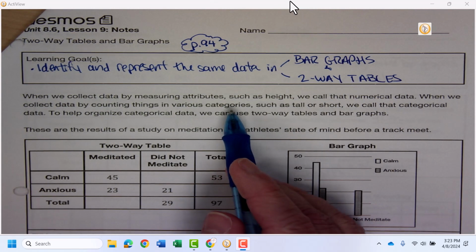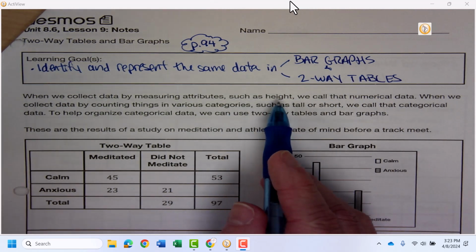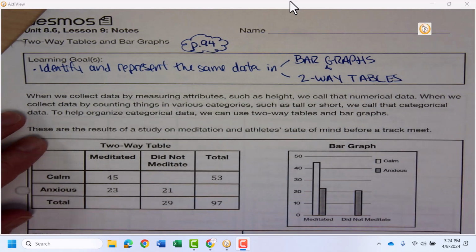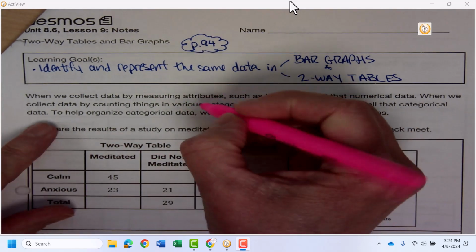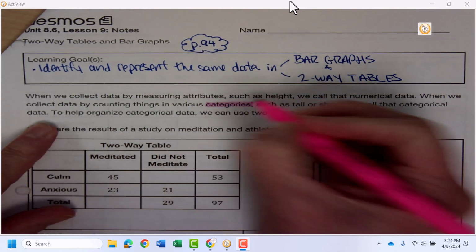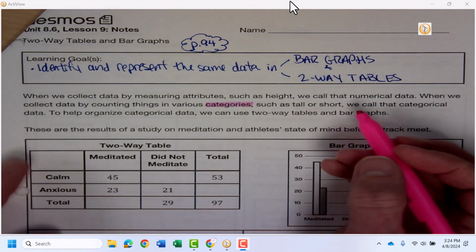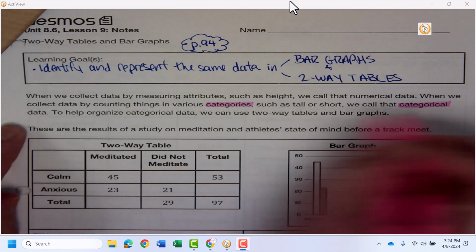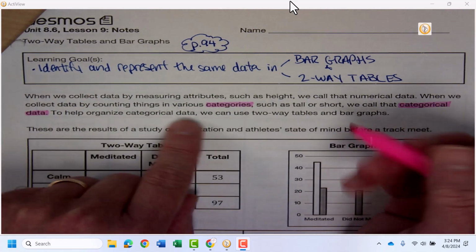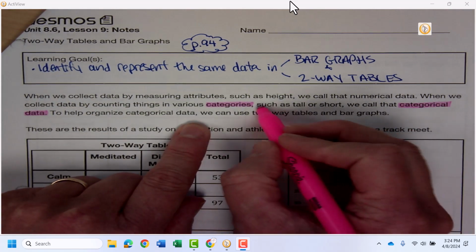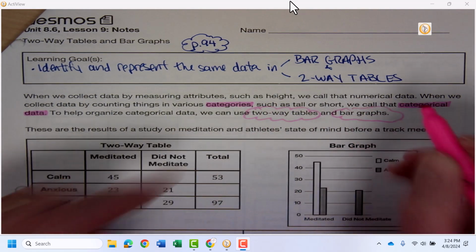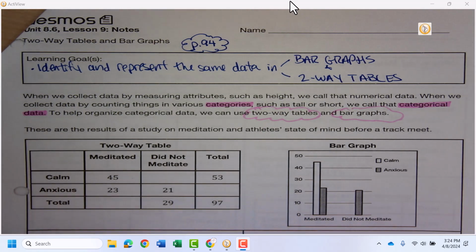When we collect data by measuring attributes like height, we call that numerical data. But when we collect data by counting things in various categories, like tall and short, we call that categorical. Categories, categorical data. So to help organize categorical data, these are two ways that we can display that information, two-way tables and bar graphs. So let's explore these a little bit.